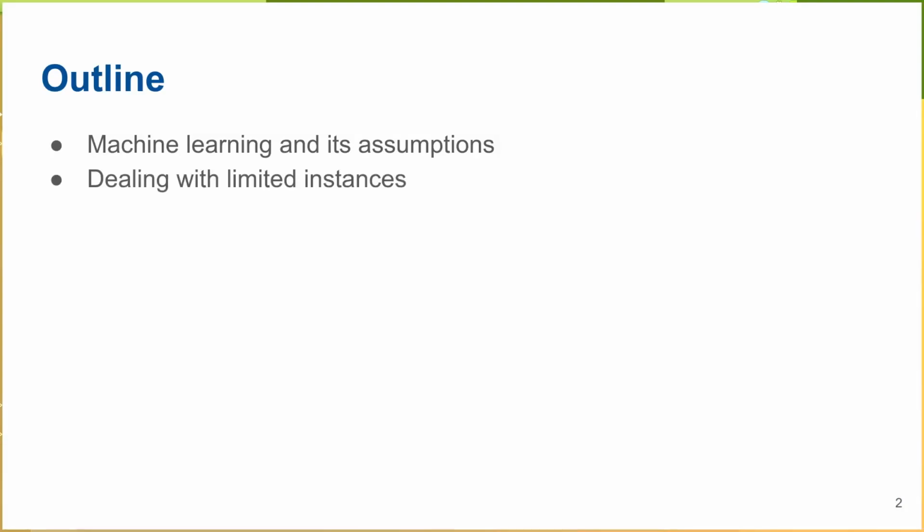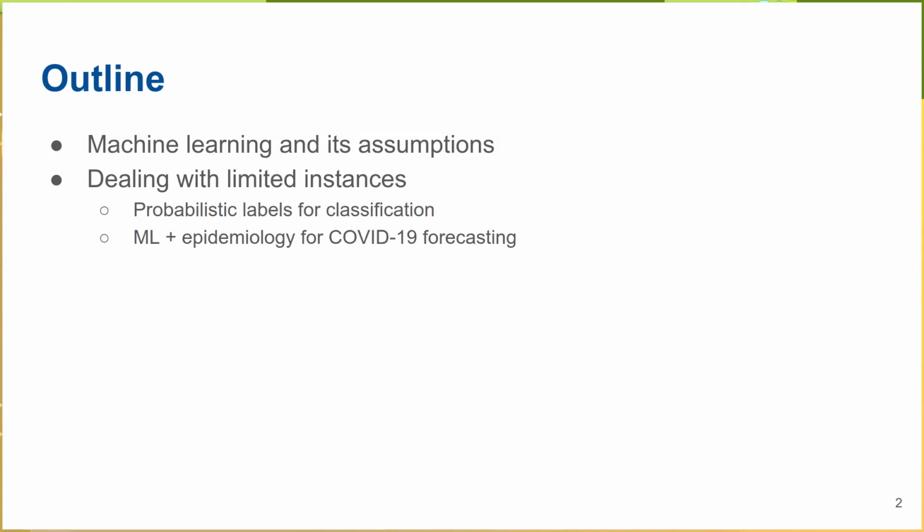So this talk is divided in three basic sections. First, I will go through machine learning and its assumptions, take this as machine learning 101. Then I will talk about the core of the dissertation, how to deal with limited instances. And I'm going to talk about three different ideas in here. The first one is going to be about probabilistic labels for classification tasks. Then I'm going to talk about the use of machine learning and epidemiological models for the forecasting of COVID-19, the number of infected people. And at the end, I will talk about style transfer for domain adaptation.